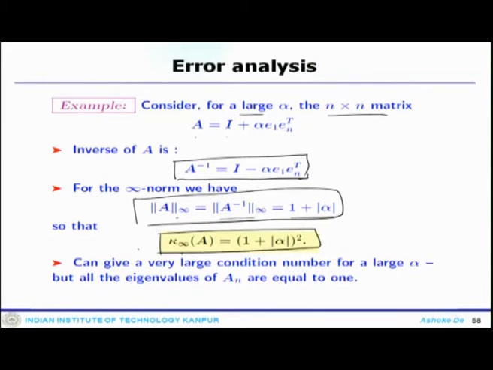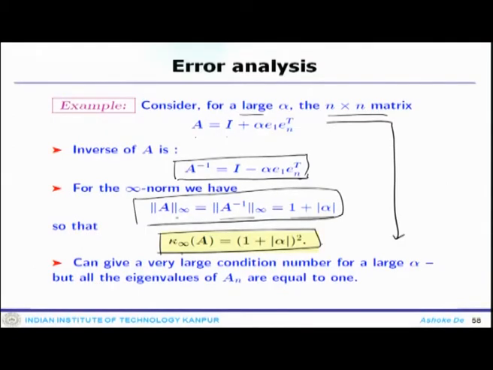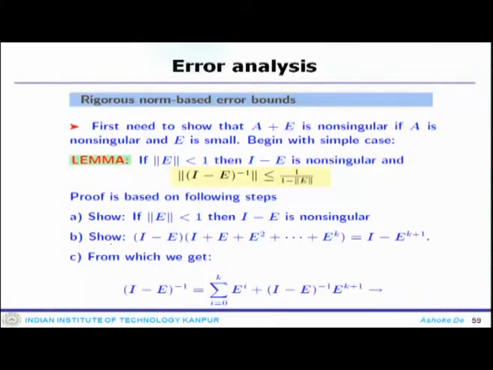So, that means it can give you a very large condition number for a large value of alpha, but all the eigenvalues of A n are equal to 1. This is the check of the statement we made here: the eigenvalues are not a good indicator for the condition number. Once you look at this, the eigenvalues are nicely behaved, but the condition number is absolutely large for large alpha. So, that is not a good marker for the condition number.